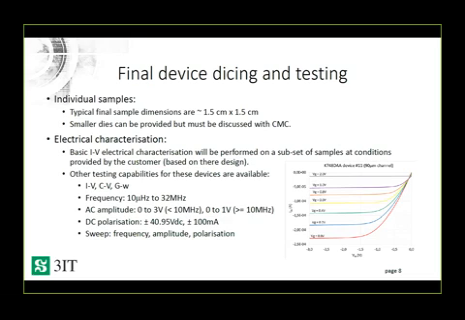Now we have multiple test stations at our disposal. We have typical IV that we can do. We have capacitance versus voltage. We have conductance versus frequency that we can do. And we have a broad range of frequency, AC amplitude, and DC polarization that we can use.